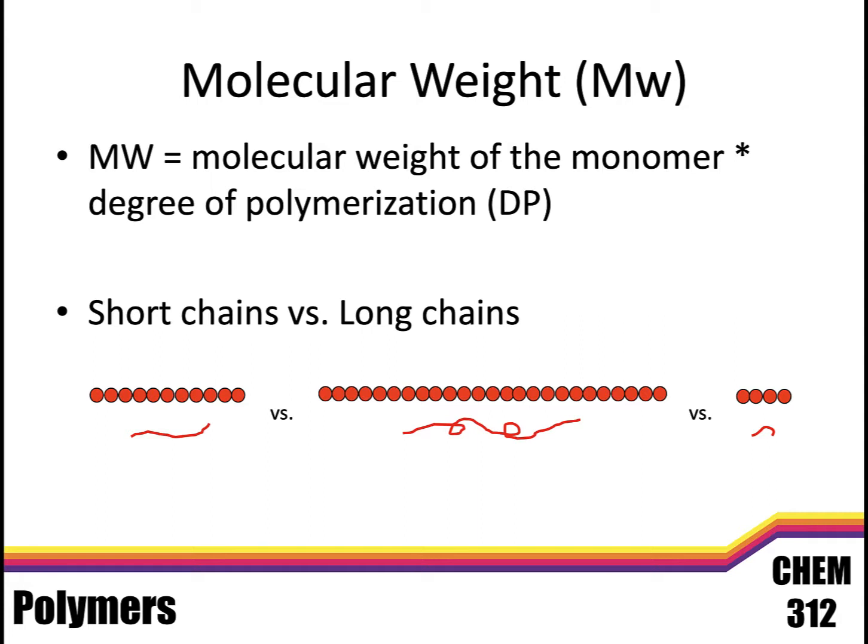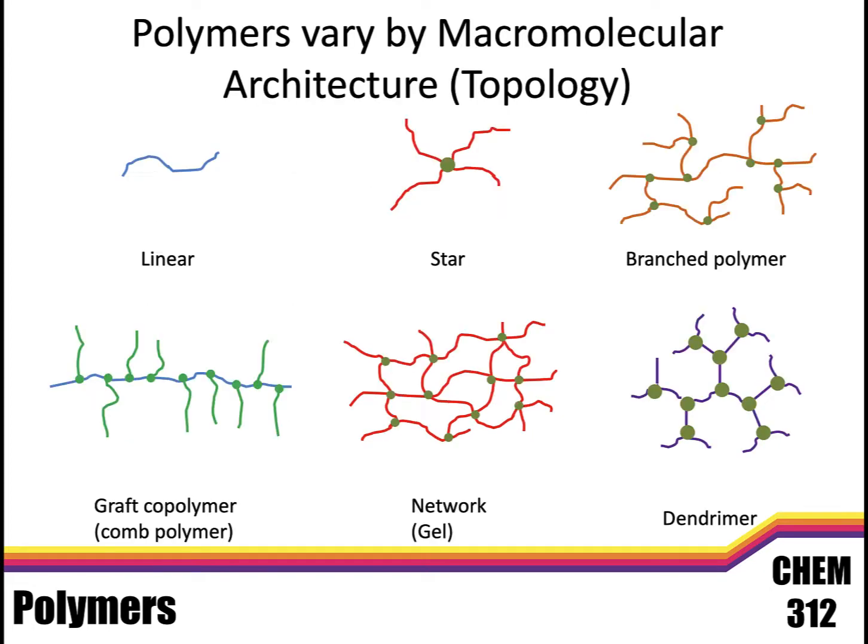Some of them might be more brittle if they have shorter chains that are stuck together. And some might be more malleable or flexible if they're long chains that can bend and flow around each other. Another thing that we can alter is the way these polymers are connected and how they interact with each other. A simple linear polymer, just a nice long chain of atoms, would react differently than polymers that have significant amounts of branching, so different ways in which it grows out from that central chain.